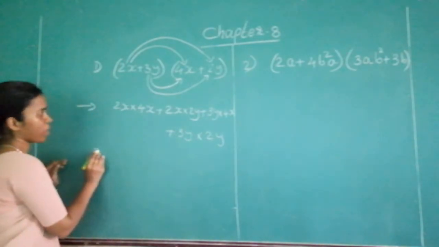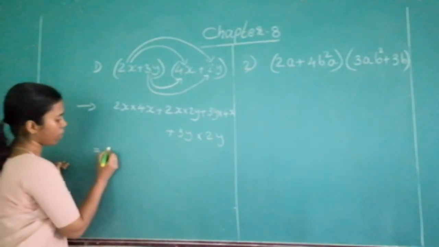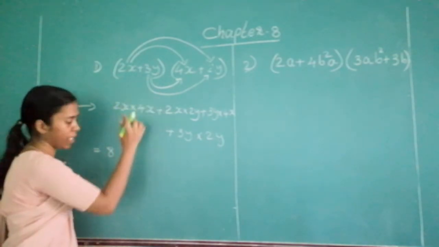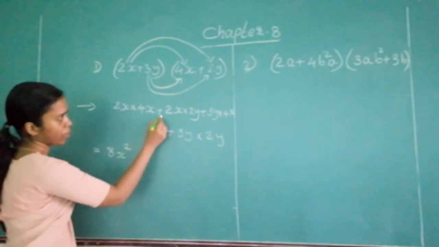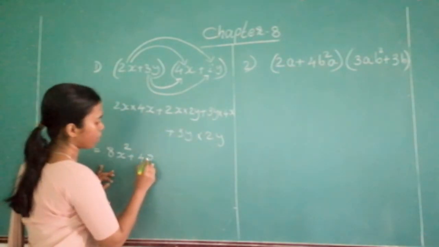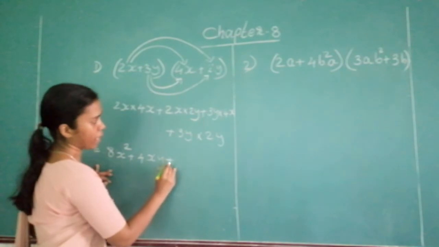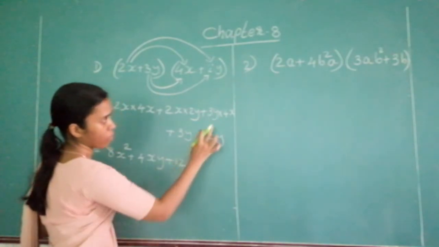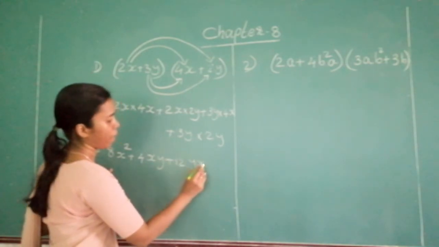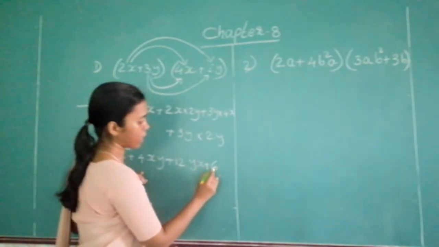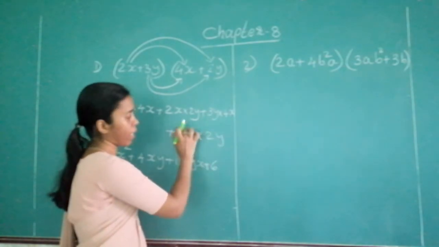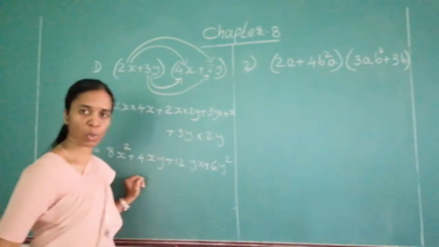Now, you know how to solve it. Multiply the numbers. 2 4s are 8. x into x, same variable. So, add the index. So, you have x square, sign plus, 2 2s are 4. Which are the variables? x and y. Plus 3 4s are 12. Which are the variables? Okay. Now, y, x. Plus 3 2s are 6, which is the variable y into y, same variable, so add the index, you will have y square.